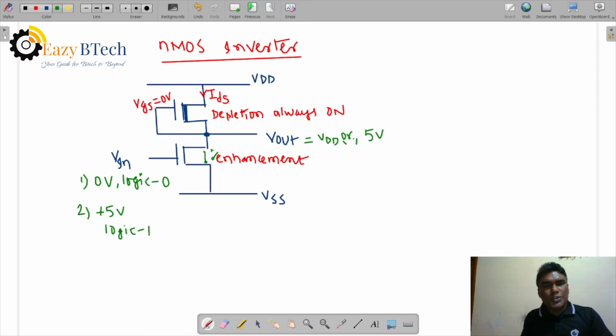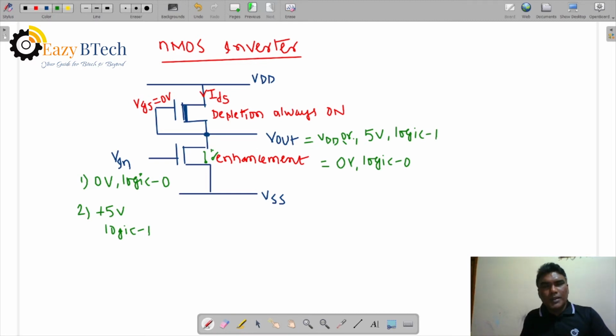Between drain and source, the path is established. Then current flows from VDD to VSS, directly connected to ground potential. Then output is equal to 0 volts, or logic 0. And 5 volts means logic 1.